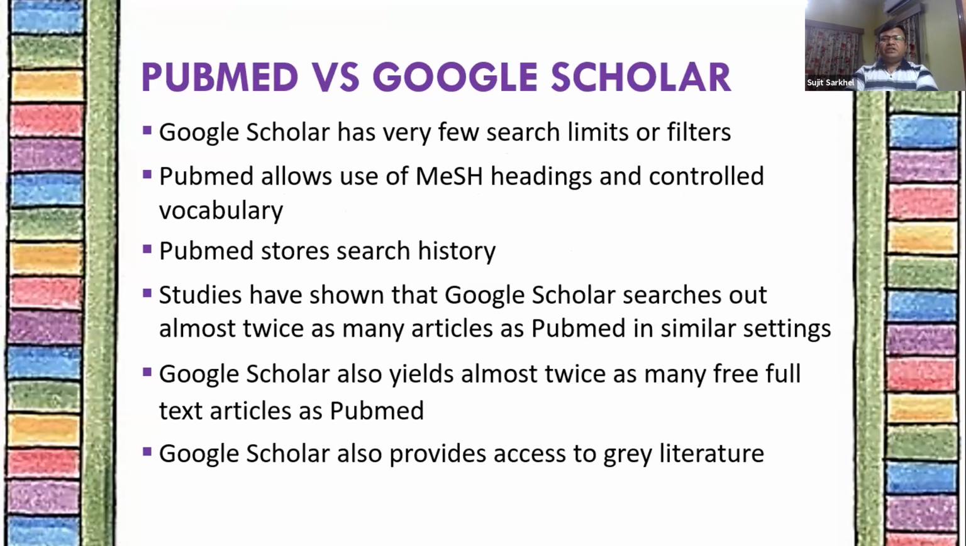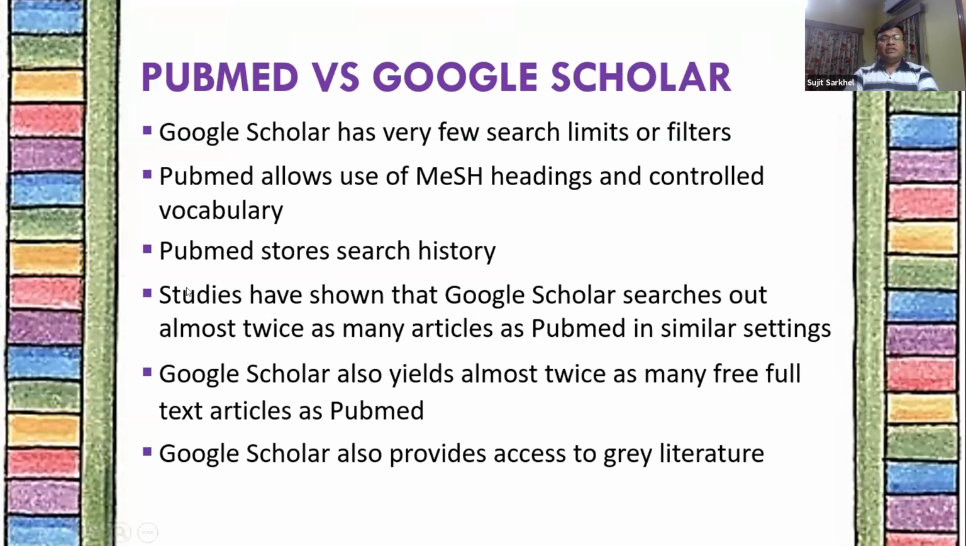So PubMed versus Google Scholar, when you compare these two, Google Scholar has very few search limits or filters, unlike PubMed, which has options of looking for meta-analysis, systematic reviews, and so many others. PubMed allows use of mesh headings and controlled vocabulary that is not there in Google because it is not a database. PubMed stores search history. Search history is not stored in Google Scholar. You will have to save it separately. Studies have shown that Google Scholar searches out almost twice as many articles as PubMed in similar settings and search words. This is very important.